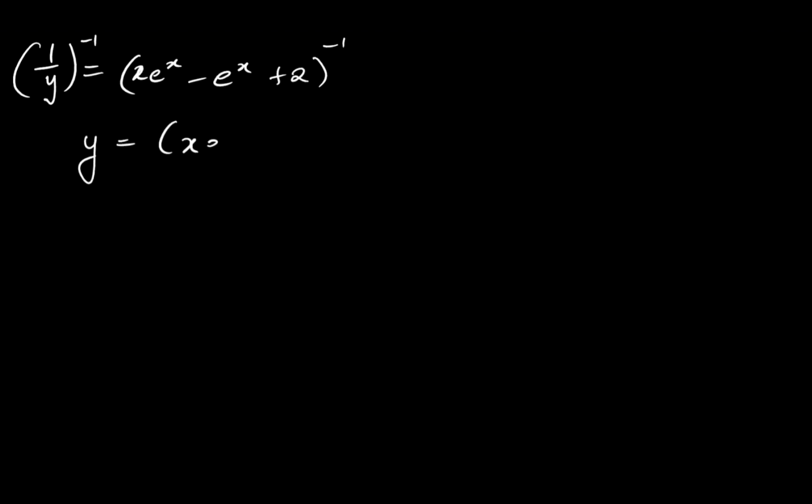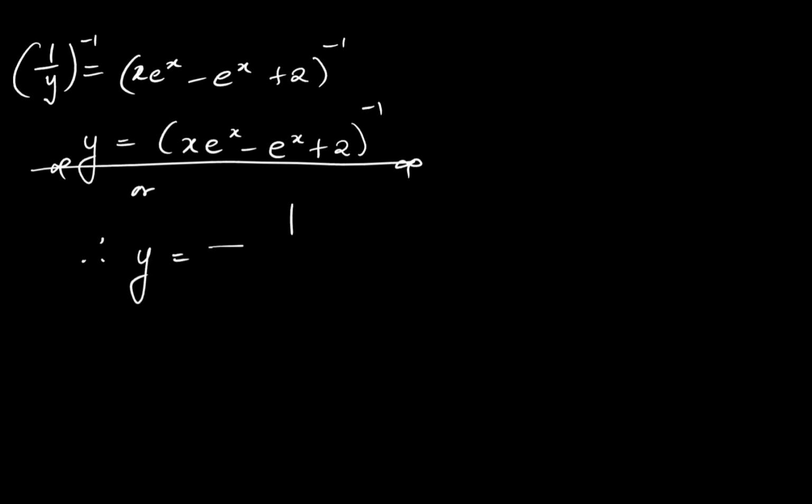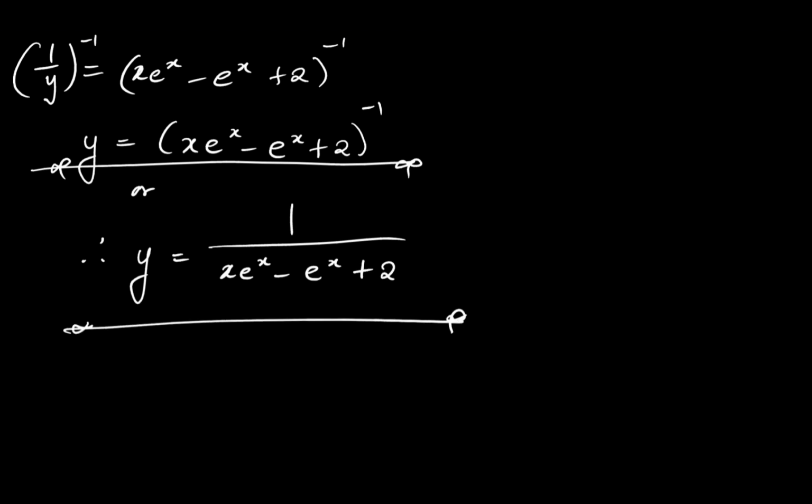Now look at this. We're having 1 over y being equal to x e to the x minus e to the x plus 2. Now we want to just have y, so we reciprocate both ends. So we'll have y being equal to x e to the x minus e to the x plus 2, to the minus 1. You can leave your answer here if you want, or you can say therefore y is equal to 1 over x e to the x minus e to the x plus 2. So this is how you go about solving such questions.